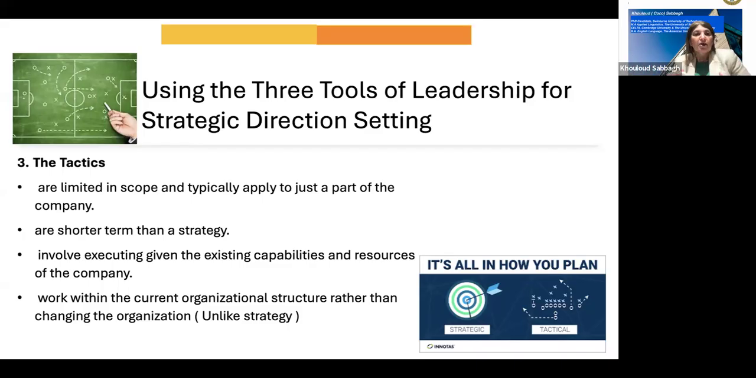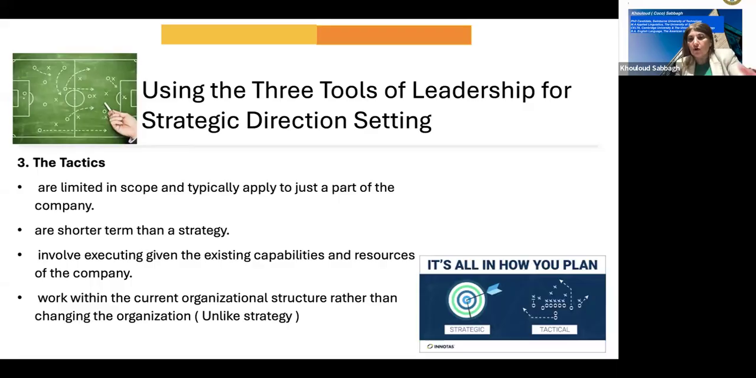That's a tactic. Sometimes you cannot even predict tactics. They come in the moment, in the situation, like you said. And it may only apply to one department, one type of work. It may not apply to all the others. It's limited in scope, right? It's shorter term than a strategy. A strategy can be a long-term process. And while we are implementing the strategy, we might need to do something as a tactic in the short term, if that makes sense. And it involves executing.